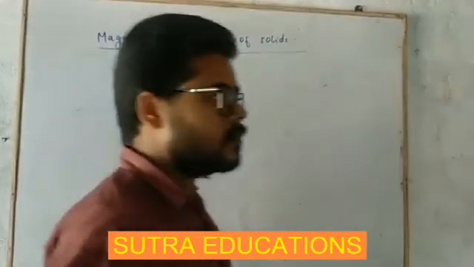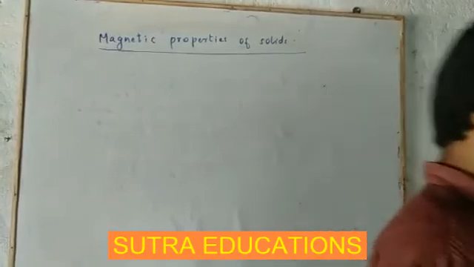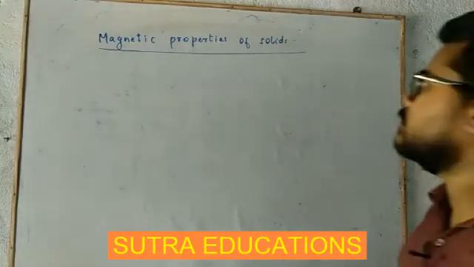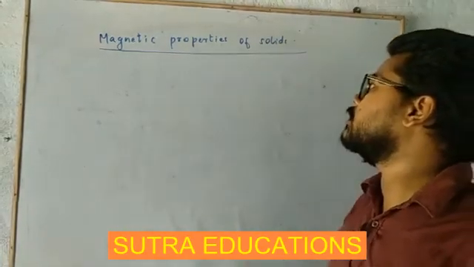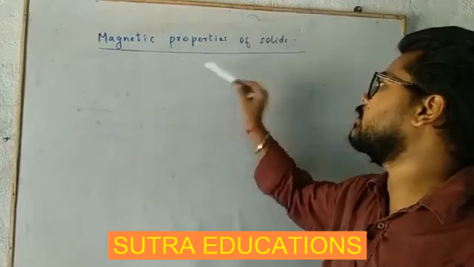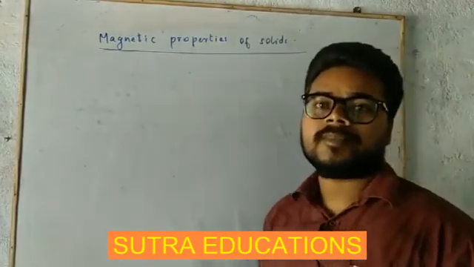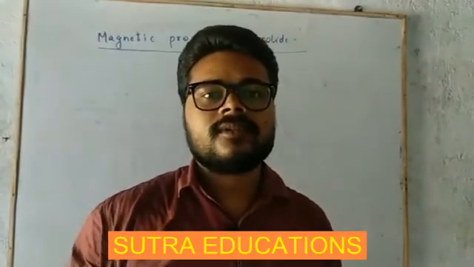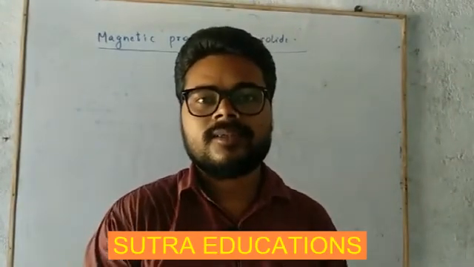Okay, so it is magnetic properties of solids, and we have to discuss the reason behind the magnetic properties of a solid. So what happens, there are electrons present in a solid.